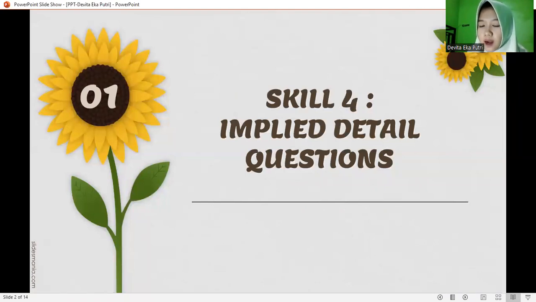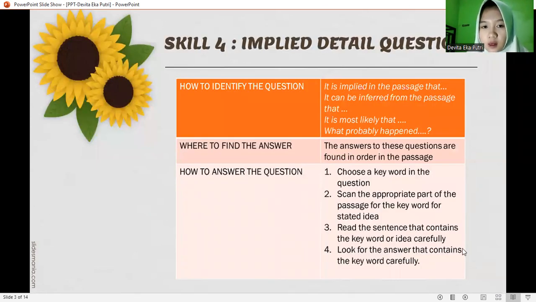Skill 4, implied detail question. How to identify the question? It is implied in the passage, it can be inferred from the passage, it is most likely that, what probably happened. Where to find the answer? The answers to the question are found in order in the passage.